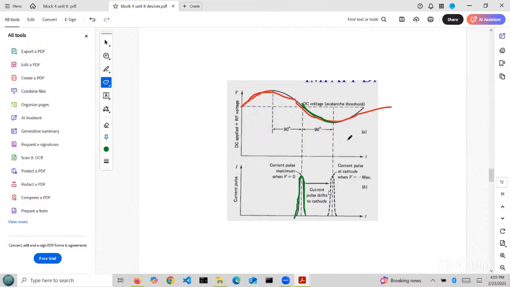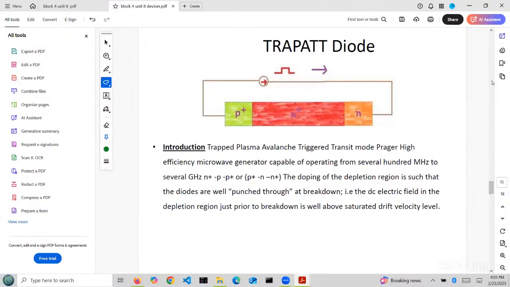This is the same diagram we have in the textbook also. Both are reverse. Which diode did we discuss? We discussed the IMPATT diode. What is the full form of IMPATT diode? Impact, avalanche, transit, time. Which type of combinations is available is an important point. Next, the field is increasing, field is decreasing, field is constant in the depletion region or drift region. Again, it is decreasing. Another important point is, as voltage is increasing, current is decreasing. These are the major points in this IMPATT diode.